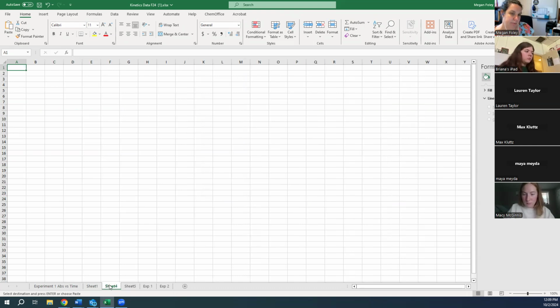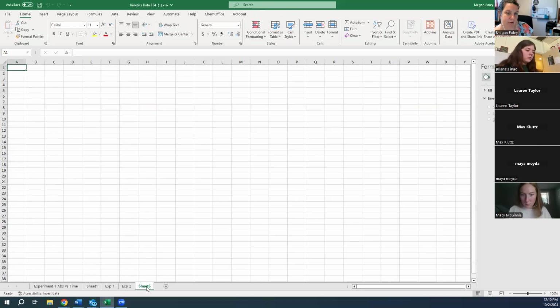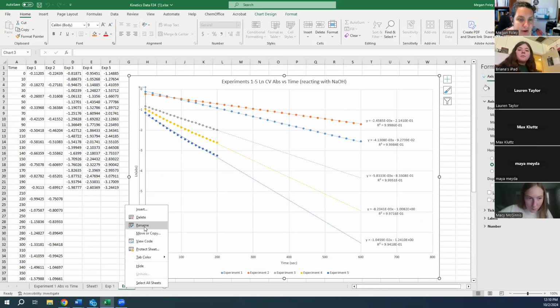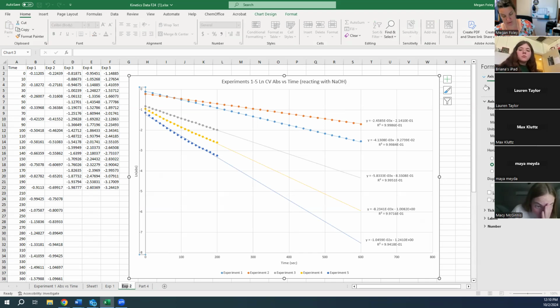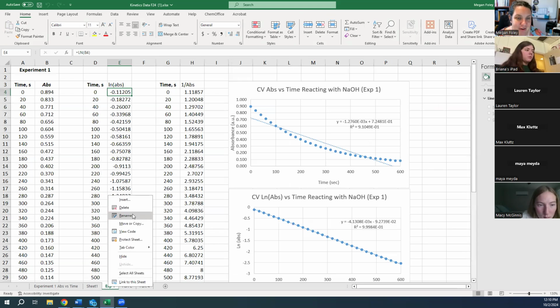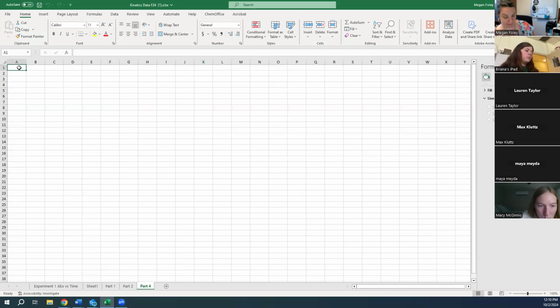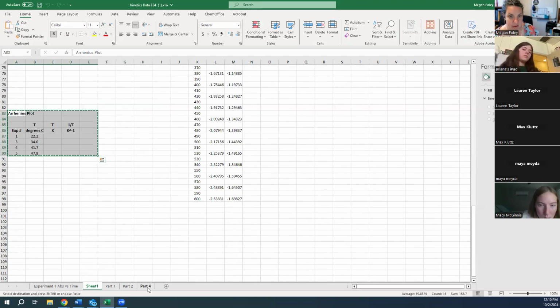And I'm going to add a tab. I'm going to start changing this to part. I'm just confusing myself with all the experiments. I should just call these parts. You don't have to change these. Okay. And we're going to paste those values in right here. Oops. Oh, I have to recopy these. Sorry about that. Control C. Control V.